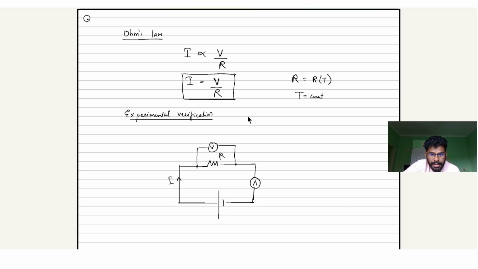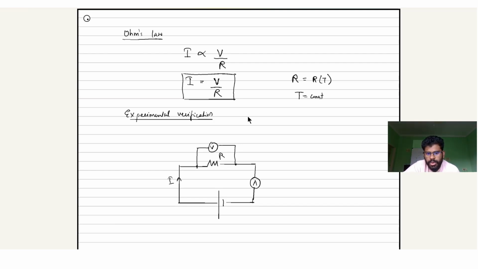So I have an ammeter and I have a voltmeter. I will get a current reading and I can get a voltage reading. And if I already know the value of the resistance, I can just see whether I is equal to V by R. Now the problem is here I will be getting just one value.